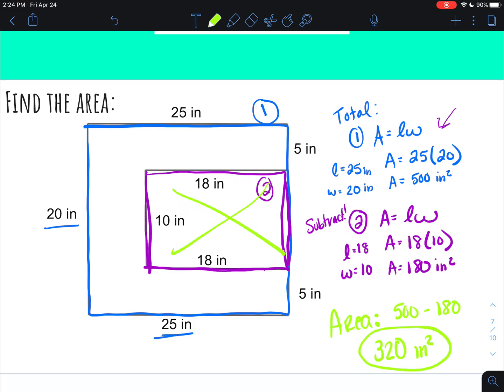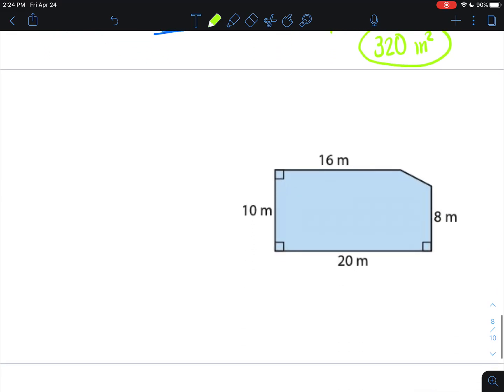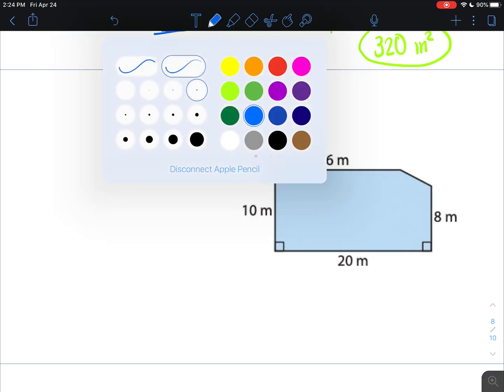Okay. It is a little bit more work to go and cut it into those 3 rectangles. And if that's what you feel comfortable doing, go for it. You don't have to use this. I just wanted to show you that it is easier to do this method for some of the examples. And I'm going to show you one more. Okay. So here we have kind of like a rectangle with a little chunk cut out of the side.